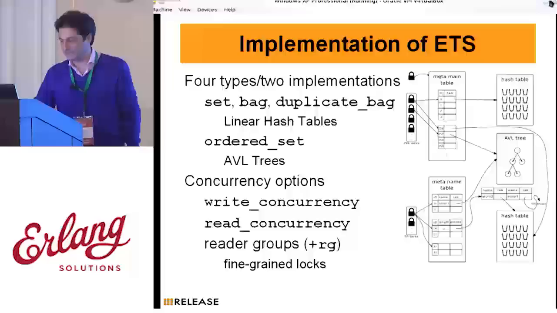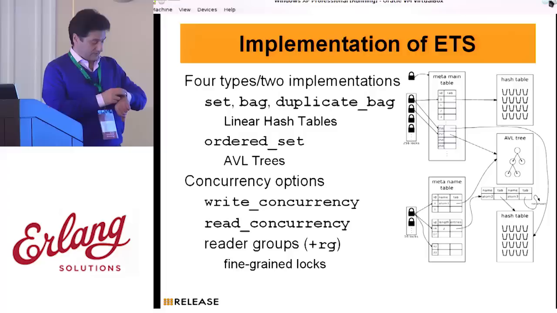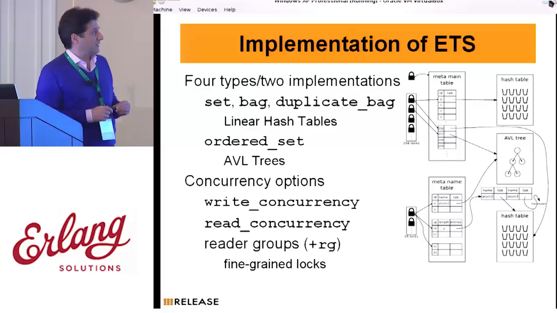But anyway, this is how ETS tables are organized at the implementation level. I don't have time to explain all these things, but basically there are two kinds of ETS tables. Those that are based on hashing, and these support sets, bags, and duplicate bags. And those that are based on ordered sets, which are implemented by AVL trees.